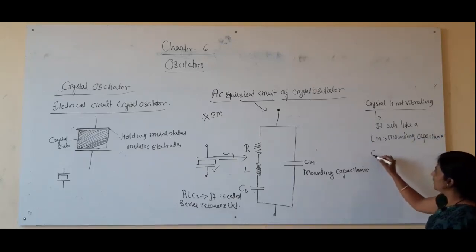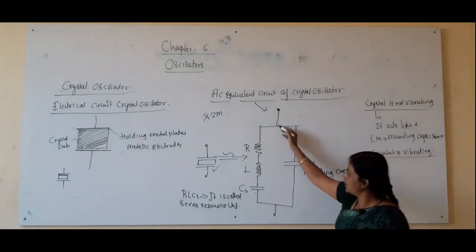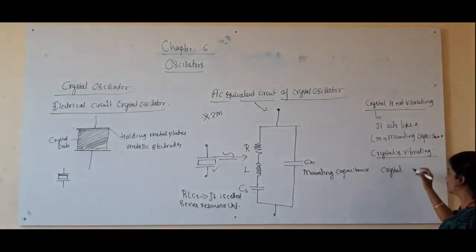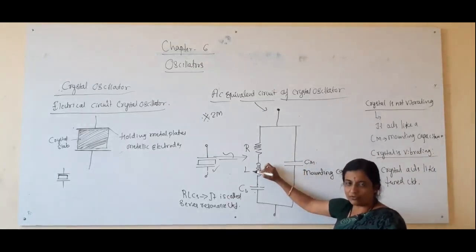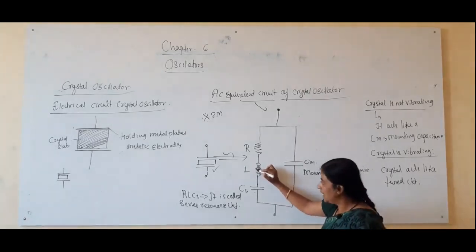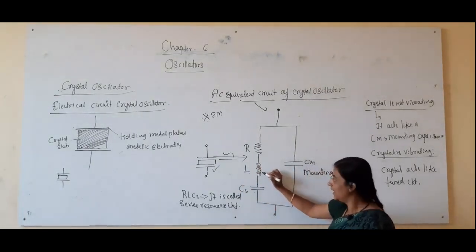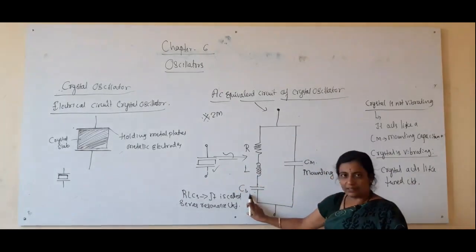But when the crystal is vibrating, what happens? The vibrating circuit consists of the series combination, and the crystal acts like a tuned circuit. In that vibrating circuit, L is the electrical equivalent of the crystal mass, so the crystal mass itself behaves as an inductor. CS is a capacitance.